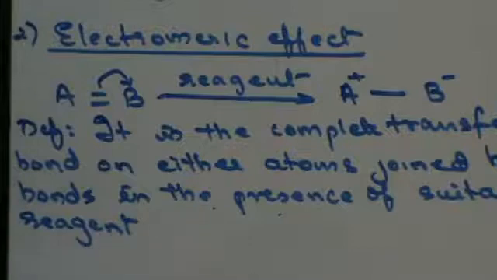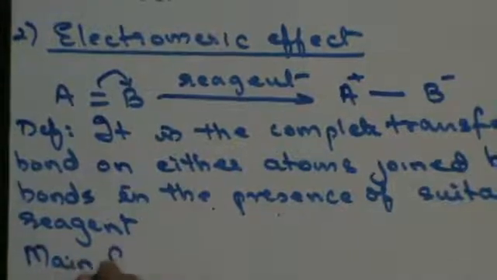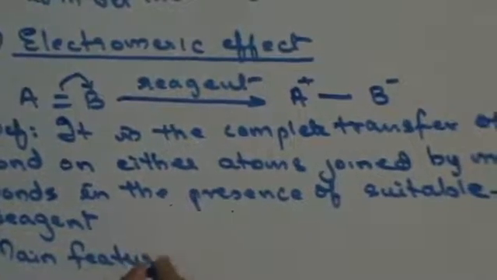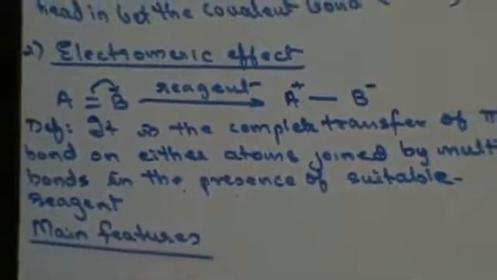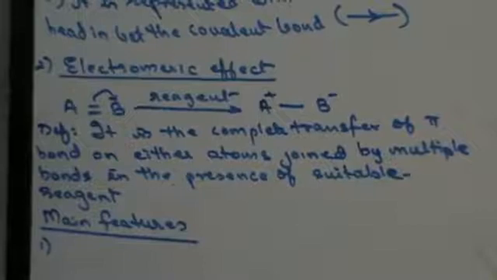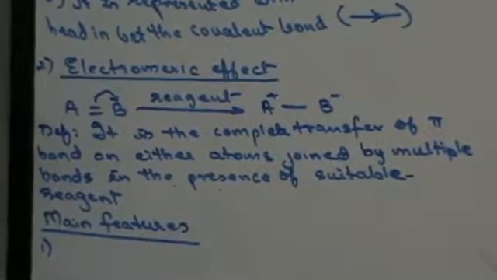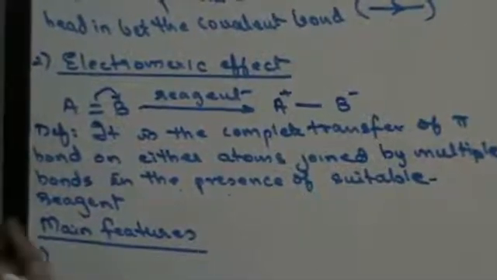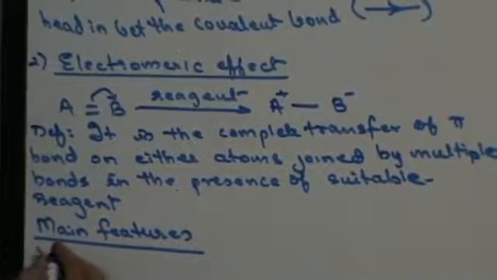Right, so that is called the electromagnetic effect. What are the main features of the electromagnetic effect? It explains the mobility of electrons in double and triple covalent bonds. This happens only in the case of double and triple covalent bonds.